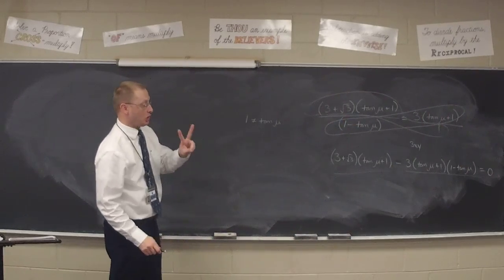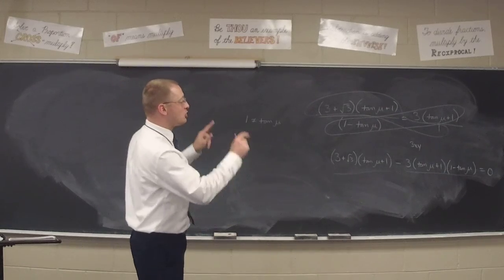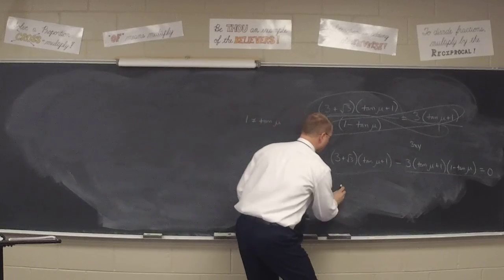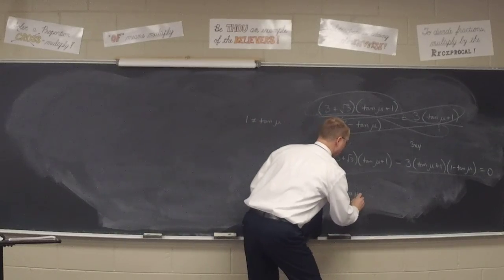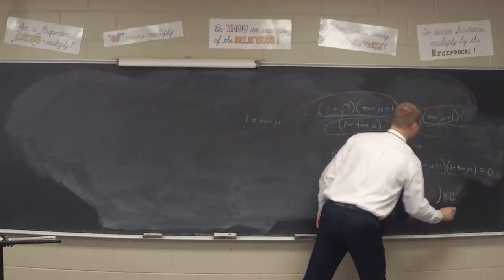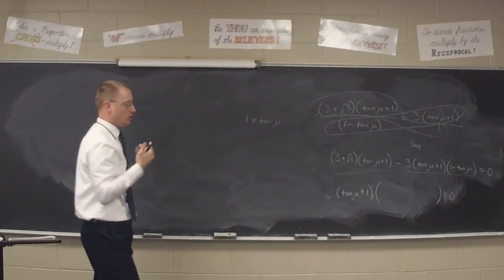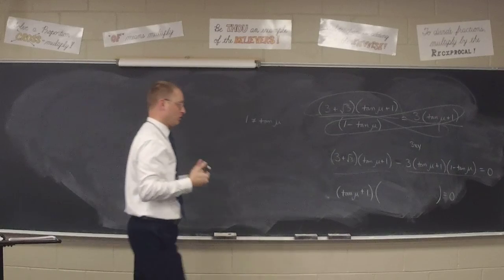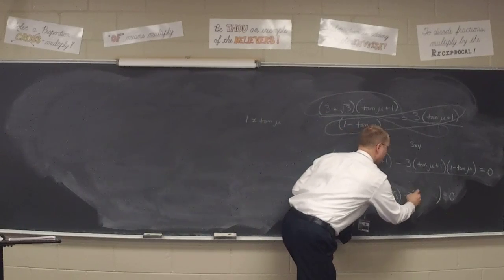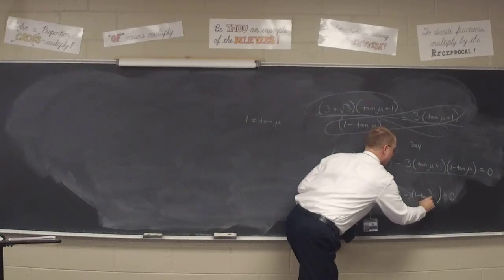But I still have 2 terms. And what is common to both terms? Tangent mu plus 1. Tangent mu plus 1. So I can factor out the tangent mu plus 1. Now here's where it gets fun. What's left when I pull out tangent mu plus 1? 3 plus square root 3 minus 3 times 1 minus tangent mu.